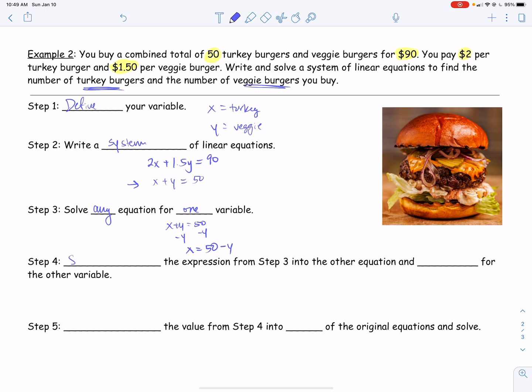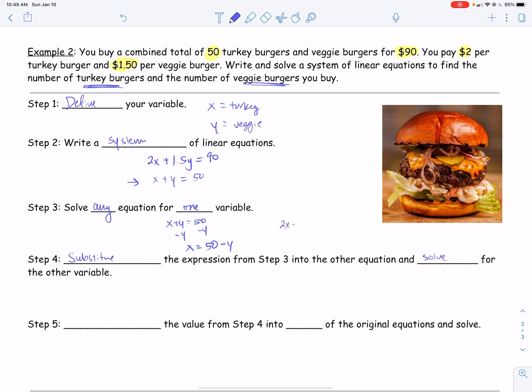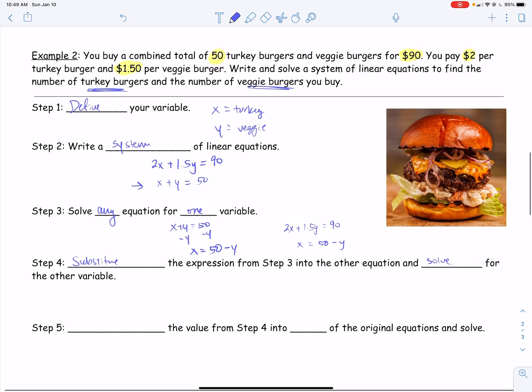So now step 4 is to substitute the expression from step 3 into the other equation and solve for the other variable. Now my two equations are 2x plus 1.5y is equal to 90, and I have x is equal to 50 minus y. So now I can substitute an expression. So instead of x, I could write 50 minus y. So let me do that here. So I have 2 times 50 minus y plus 1.5y is equal to 90, and then let me solve for y. I distribute, you get 100 minus 2y plus 1.5y is equal to 90.